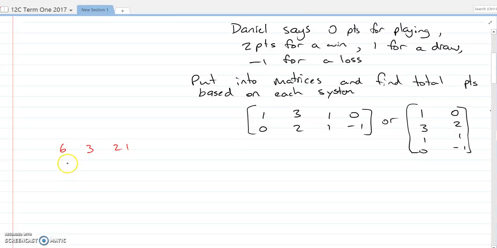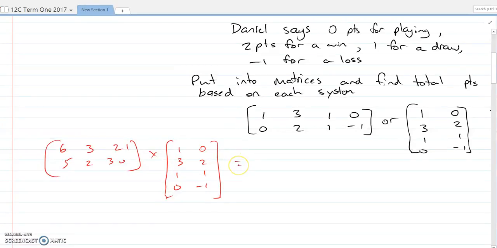5, 2, 3, 0. And we times it by 1, 3, 1, 0, 0, 2, 1, minus 1. Anyway, if you do all that, remember, I go over multiplying later in this, so I'll just tell you the answer, which I'm just going to cheat and see what the book says. Oh, damn, I lost the page.